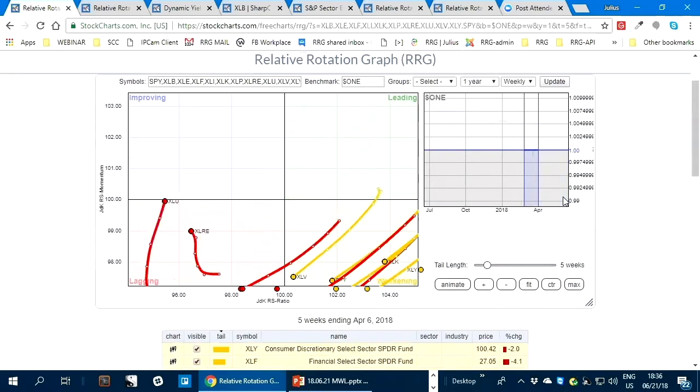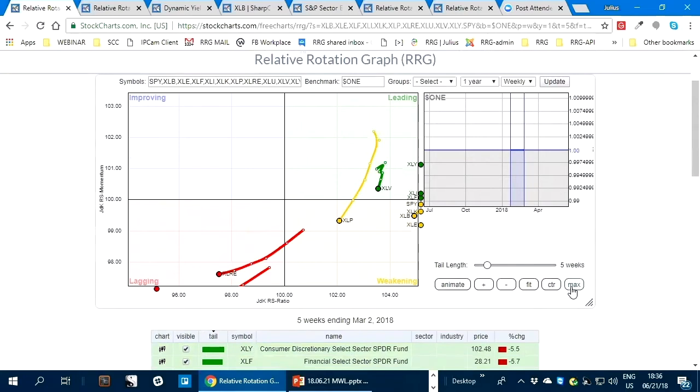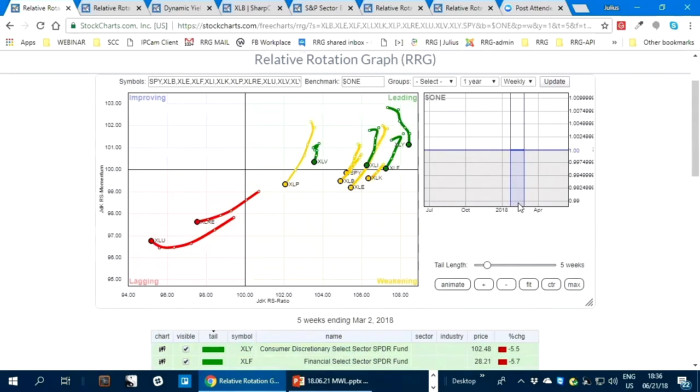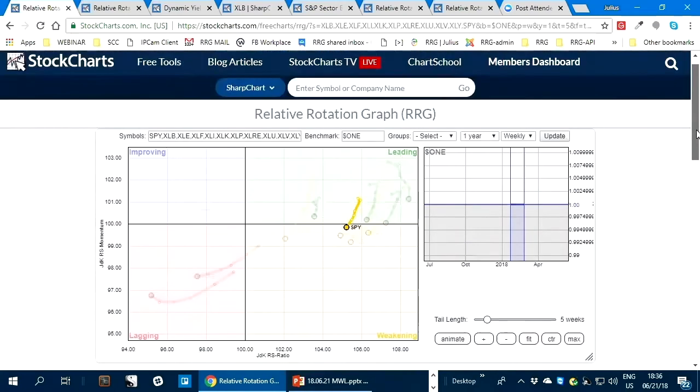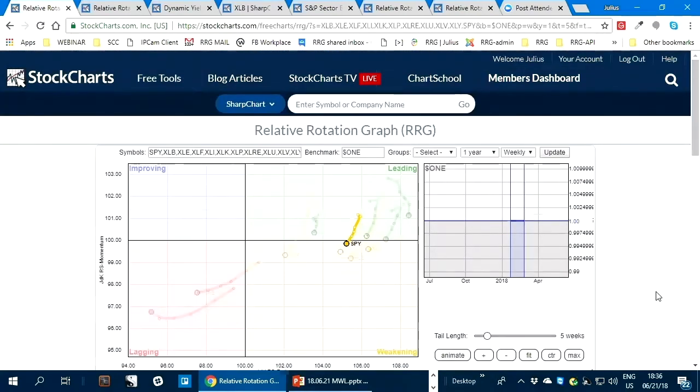So let's go back in time and then max it out here. And let's play a little bit of history. Let's highlight SPY. Here you go. And now we plot through history, and you can see that SPY is obviously moving against $1, and all the sectors are moving against $1, but they're also moving against SPY. So the relative point is against SPY, so that's here, and you got everything against SPY.